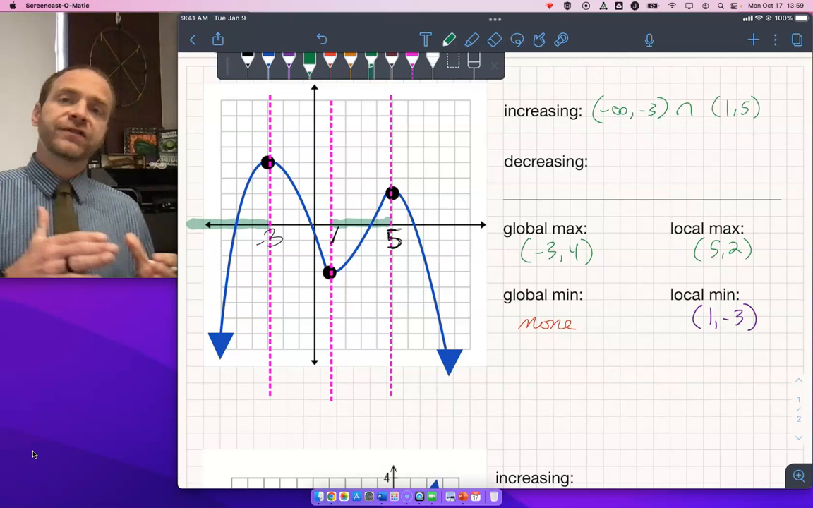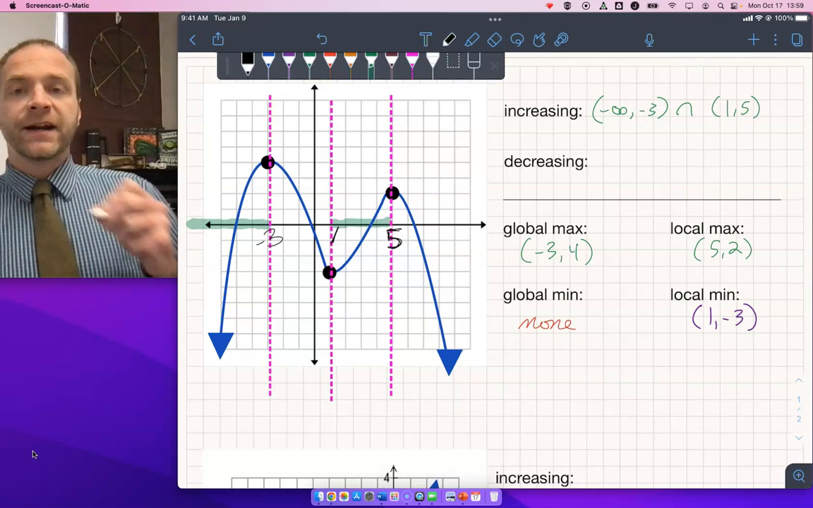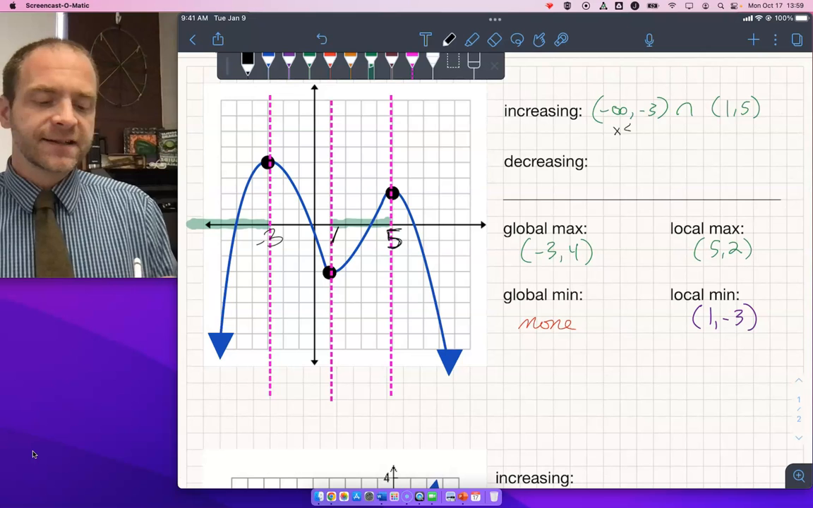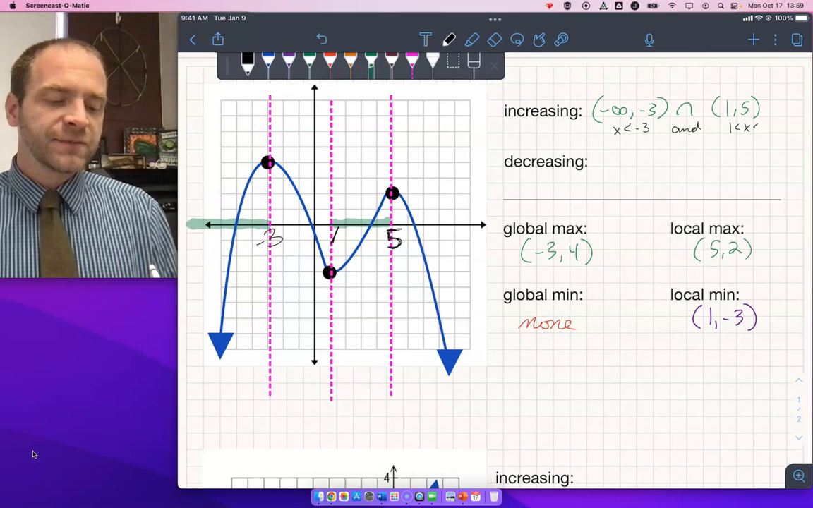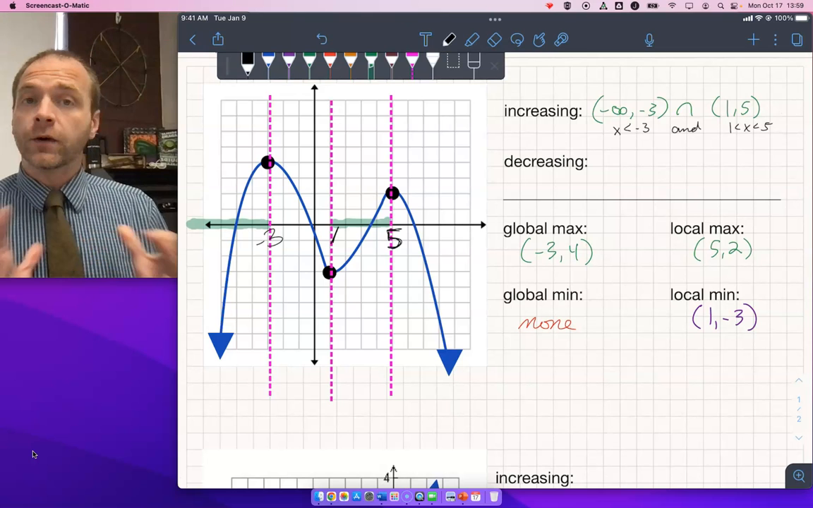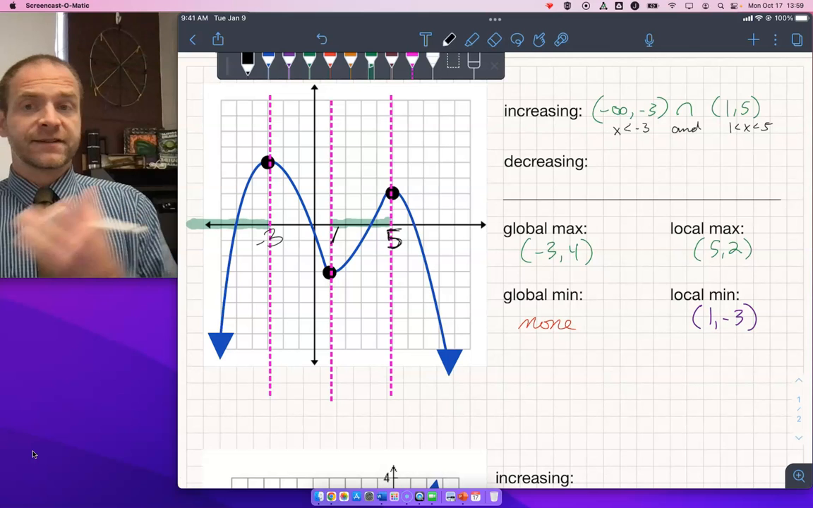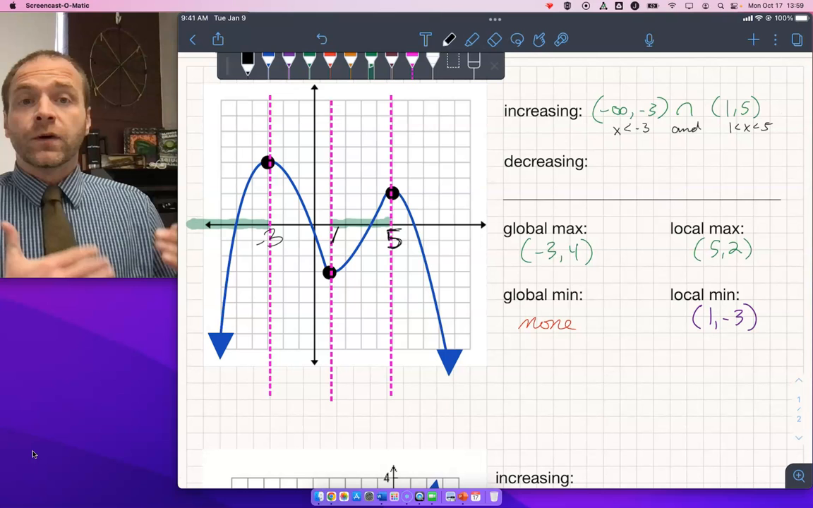So that's interval notation. Interval notation does not use brackets because they're not included. If I wanted to write it as an inequality, I could say x is less than -3 and x is between 1 and 5. Again, no or equals to. It's all numbers less than -3, and it doesn't include it. That's your increasing.